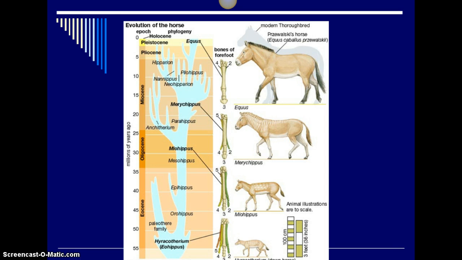Okay, so here's just some pictures to show you some examples of how the fossil evidence would show change over time. And so this is millions of years on the left and the evolution of a horse. And we see that we have kind of this transition to what we see today in a horse.